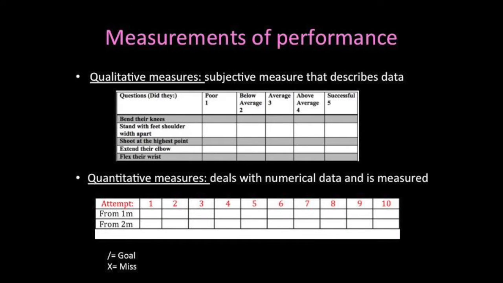To measure performance, we're going to put together a quantitative and a qualitative analysis of goal shooting. A quantitative analysis will include how many goals scored in a set period. For example, 10 shots from 1 metre away, 10 shots from 2 metres away, and counting the result.